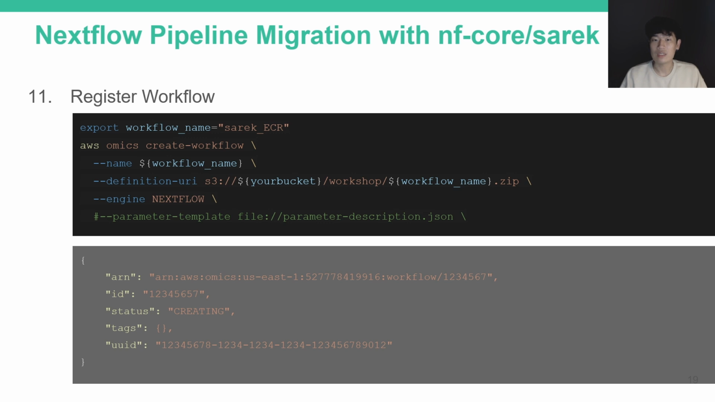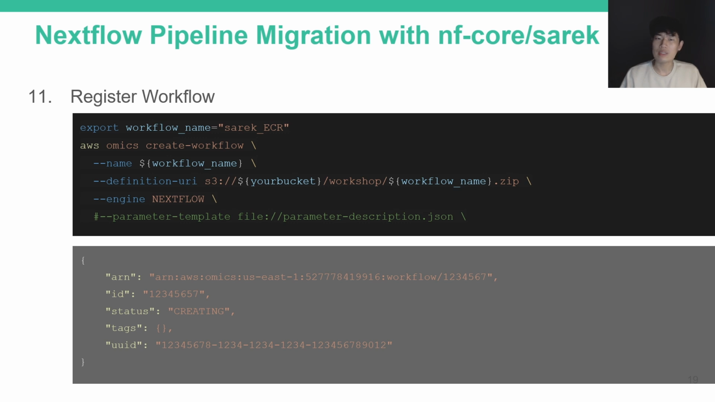And finally, this is the real migration part. We're going to use the aws omics create-workflow command to create the workflow in the HealthOmics service. I declare the workflow name here for convenience and run the AWS command that follows.